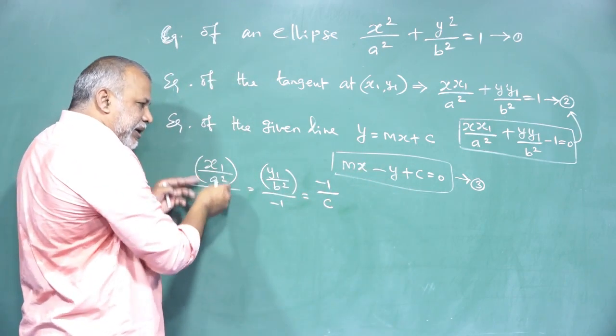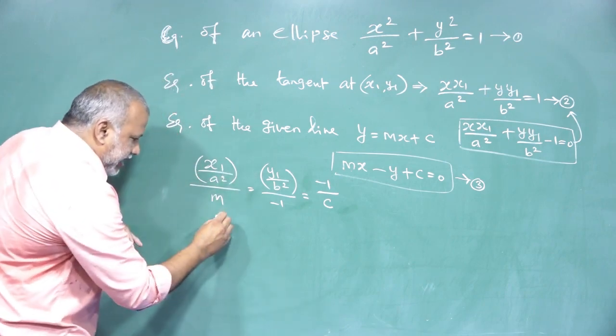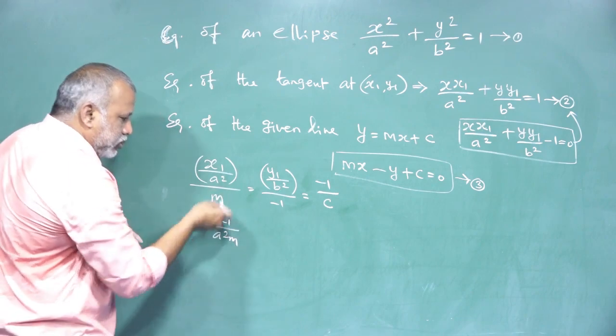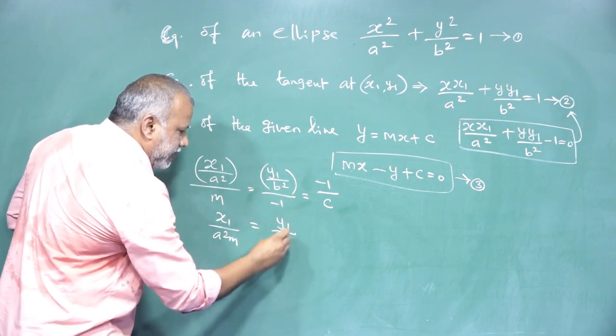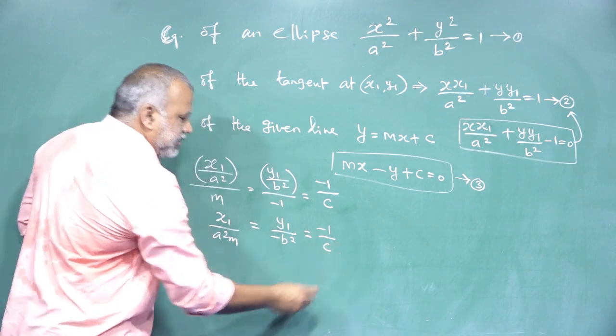So now we can simplify this one. x1 by a squared divided by m, I can write as x1 divided by a squared m. Here I can write y1 divided by minus b squared. This must be equal to minus 1 divided by c.